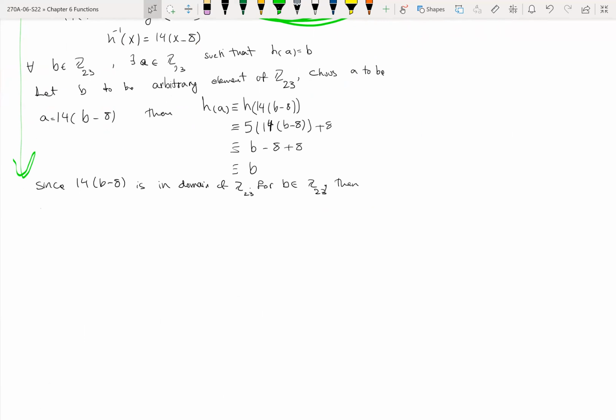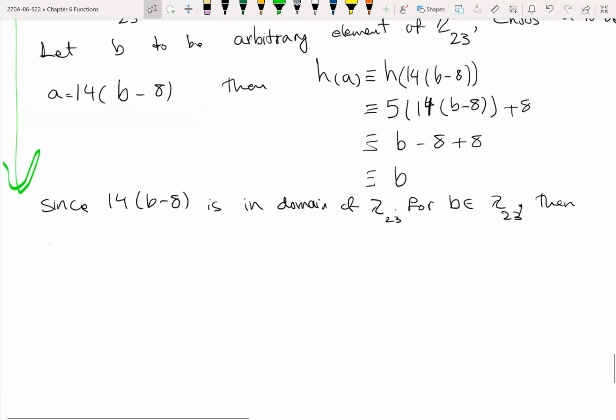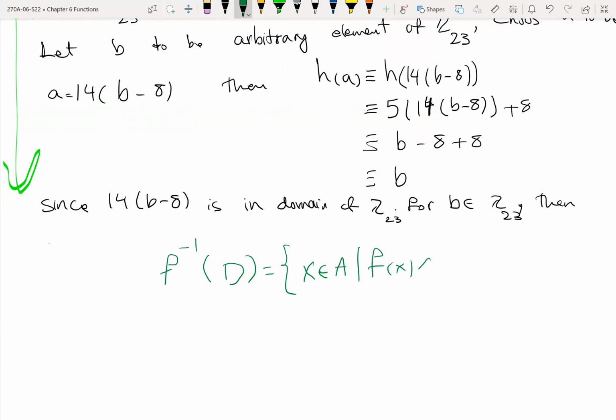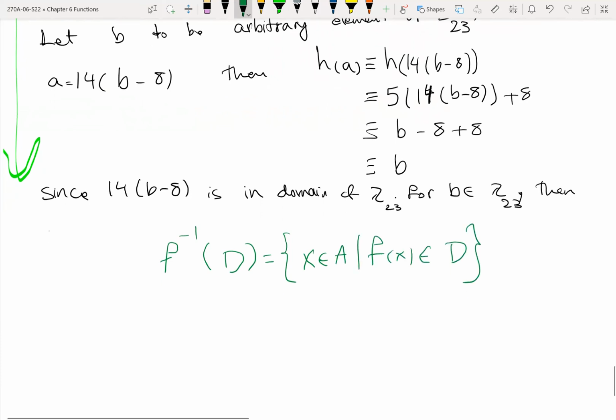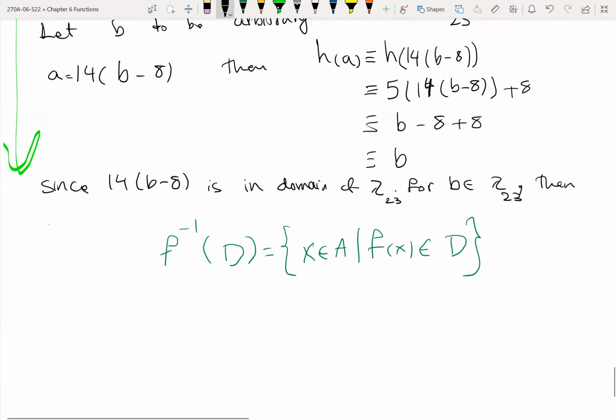Just notation wise, you will see in your homework something like f inverse of a set. It's the set of all x, if x is in the domain. That's just notation wise, I'm bringing an example to explain.